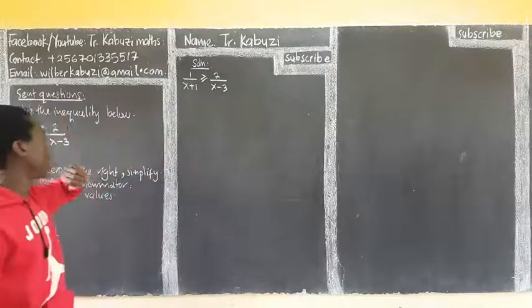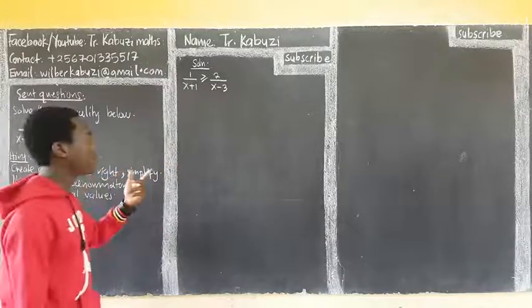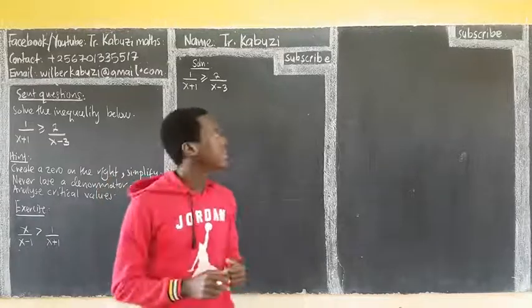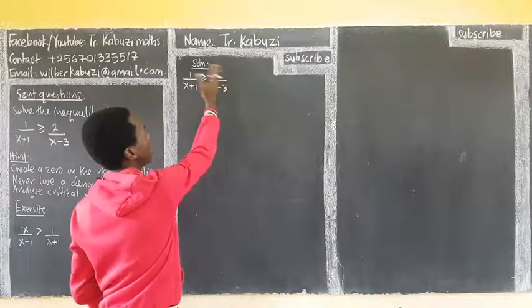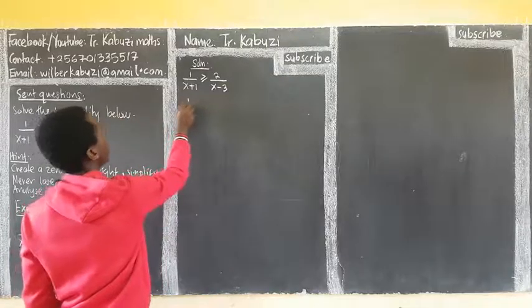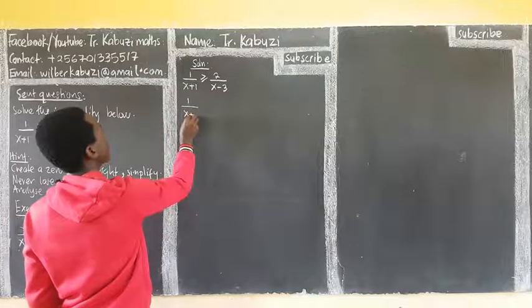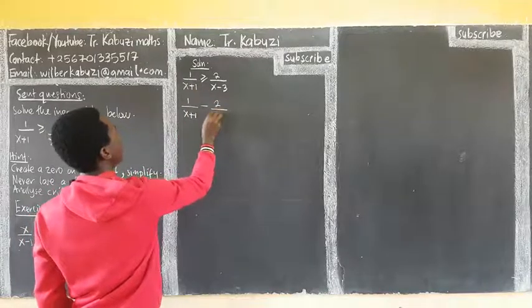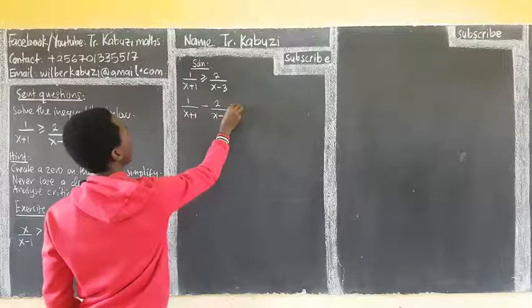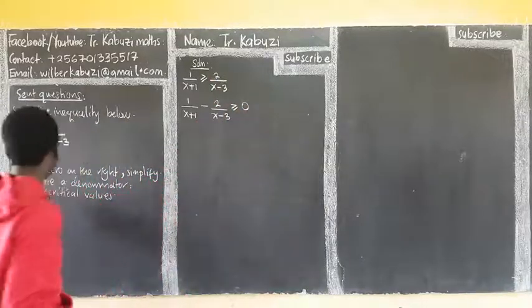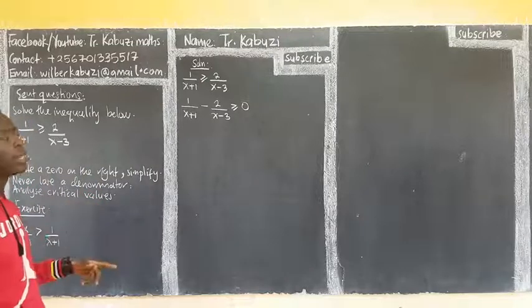So this is an inequality. We go in the first step. The first step we say is to just create a 0 on the right. So this is our right. So to create a 0, I take this sign. So this is going to be now 1 over x plus 1. Now when this one crosses, it comes 2 over x minus 3 greater or equal to. Now this time we have a 0. So this was our first step, create a 0 on the right.